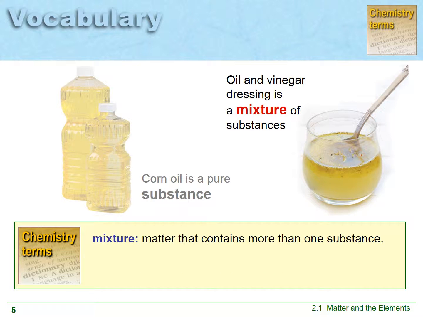A mixture contains more than one substance. For example, oil and vinegar are each substances, but when we mix them together to make salad dressing, we have a mixture.